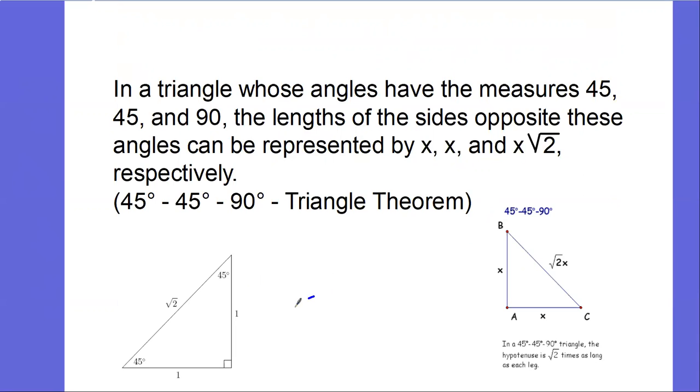Now notice this one here doesn't have x's, but it has the numbers, but it's the same idea. For every 1 unit that I have here, I multiply by the square root of 2, and this hypotenuse has to be root 2. Or if I started with this, divide by the square root of 2, and that gives me my side that's opposite my 45. Hopefully in the next video, we'll take a look at some specific examples and help you guys make sense of this.